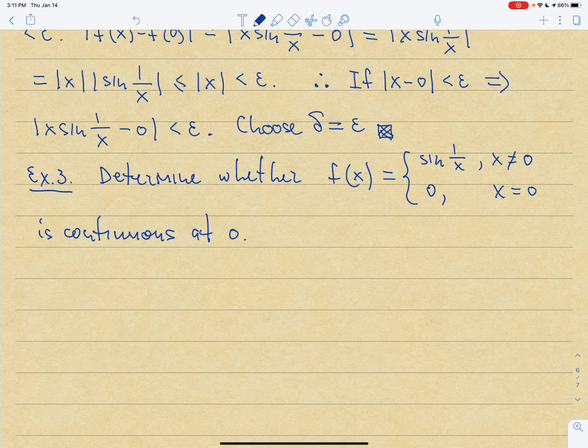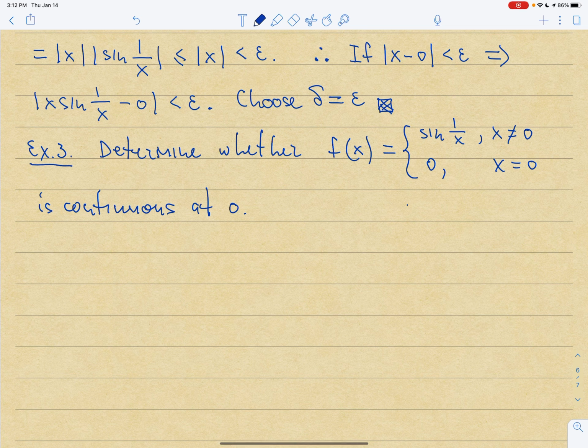So in this case, what do we expect? Do we expect that this function is going to be continuous or not? Just to motivate what will follow, let's sketch the graph of this function.